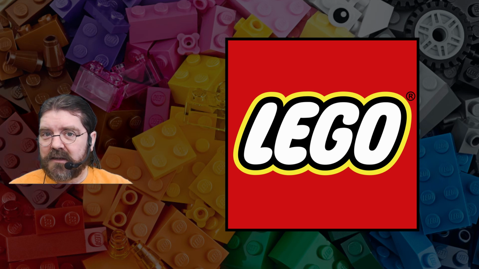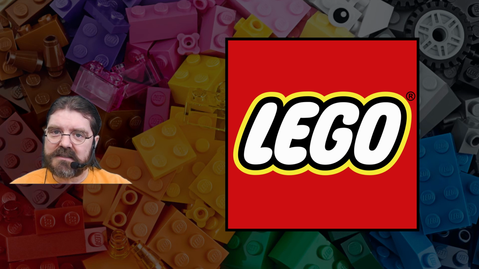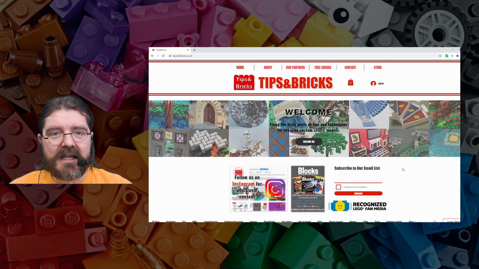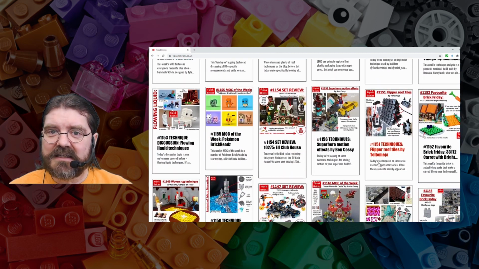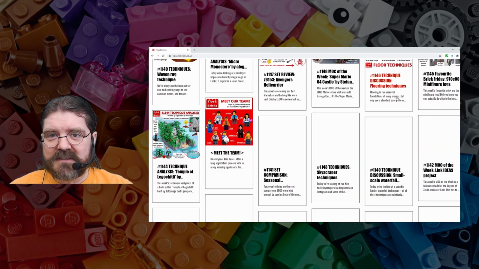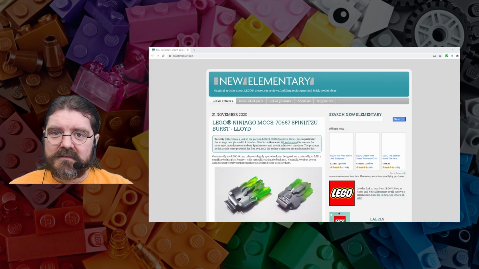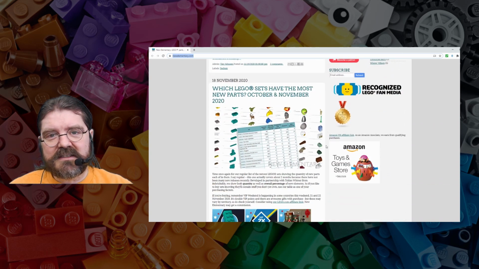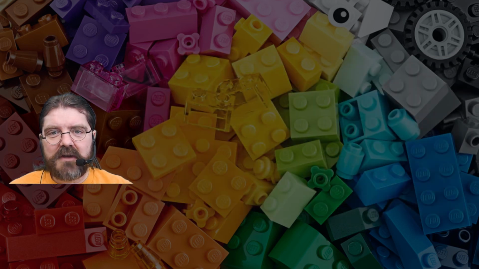First, look at how Lego does their own sets, and as you're building them, try to visualize how they came up with these techniques and where you could use those techniques in the future. There are lots of resources online for finding out different Lego techniques as well. You could go to Tips and Bricks. They provide tips on different building techniques and parts usage every single day of the week. There are also other sites like New Elementary that you could go to, and there are a ton of tutorials there. So it's just a matter of investigating all these different options that you have available to you.